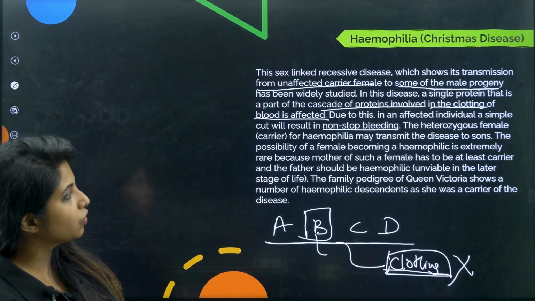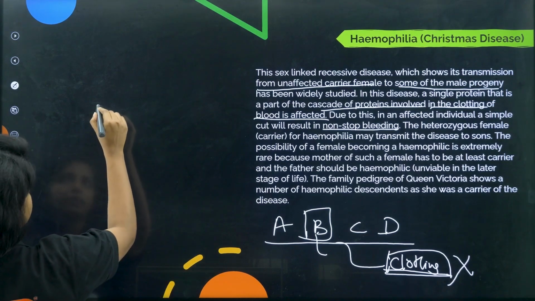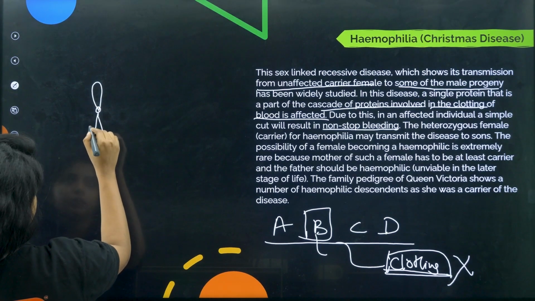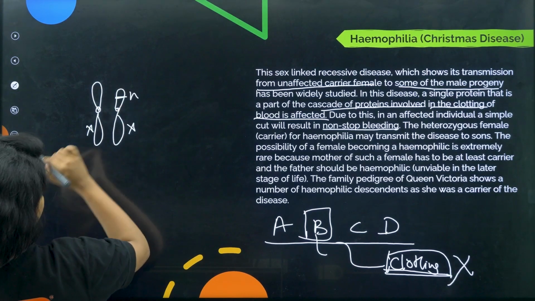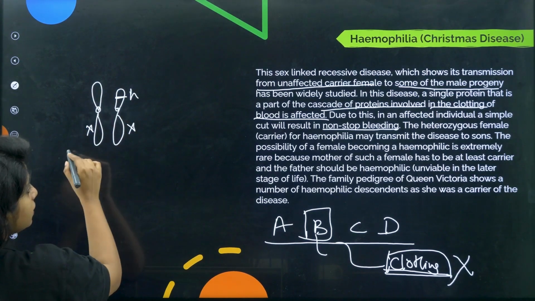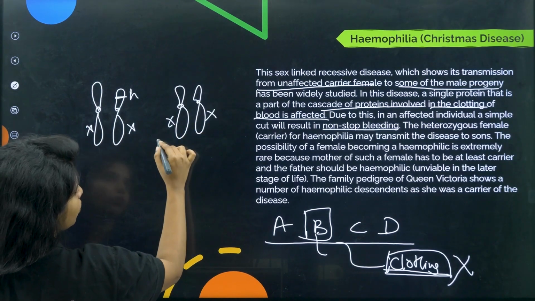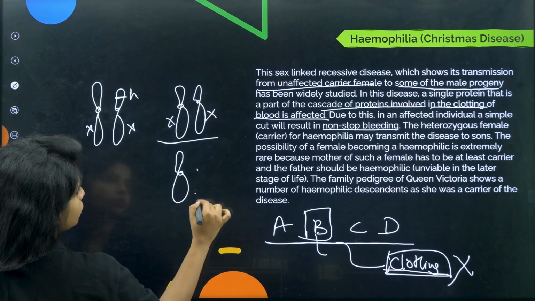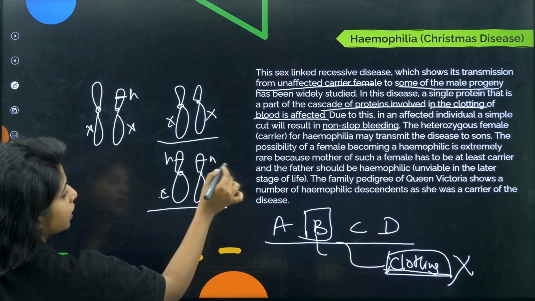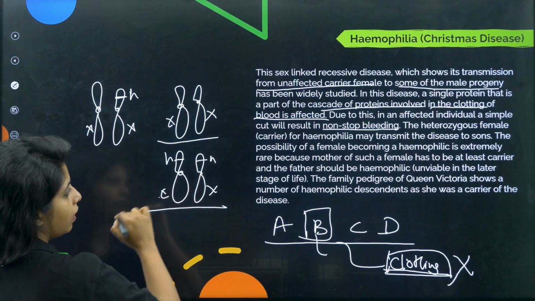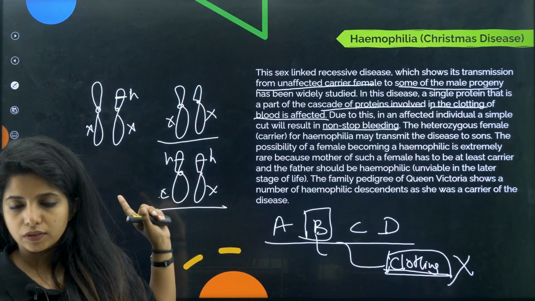Now, the heterozygous female is a carrier. Heterozygous means, this is X, this is X. Here you have a gene for hemophilia, but here you have a normal one. This is heterozygous. When both genes are normal, you call it homozygous normal. Similarly, when both genes are defective, you call this homozygous defective.